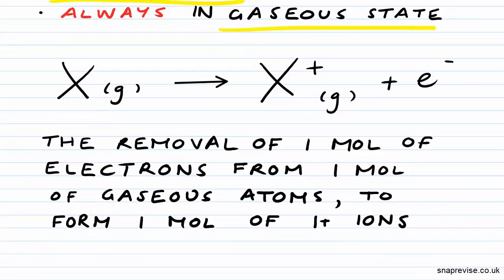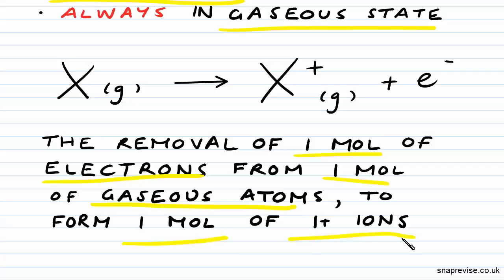So this is the equation that can be used to define the first ionization energy, and that's the removal of 1 mole of electrons from 1 mole of gaseous atoms to form 1 mole of 1+ ions. And you can see that here we have 1 mole of gaseous atoms and we're forming 1 mole of gaseous 1+ ions, and we're removing 1 mole of electrons.